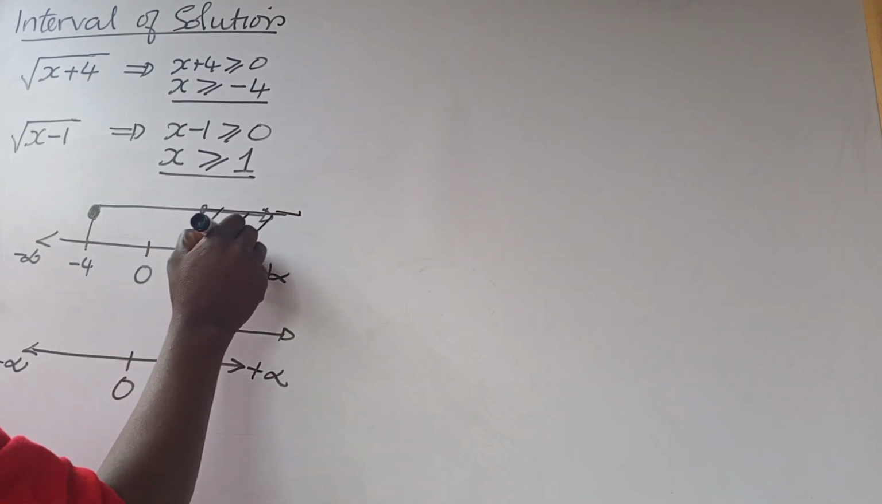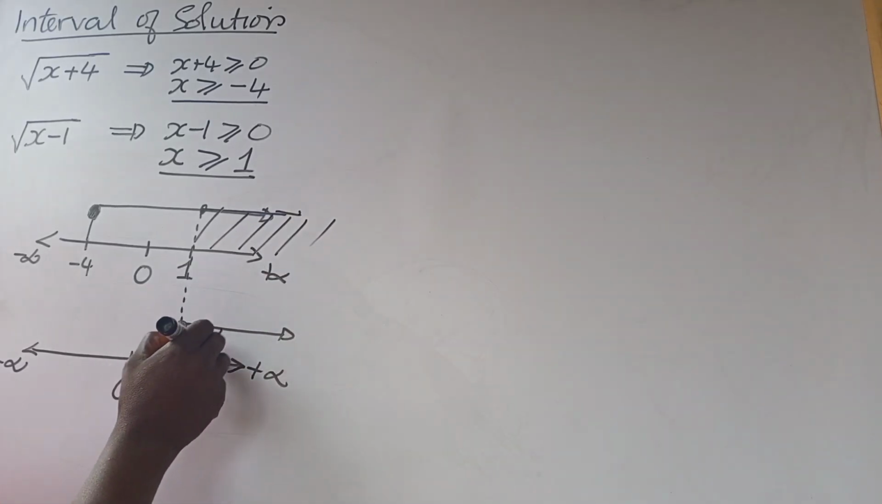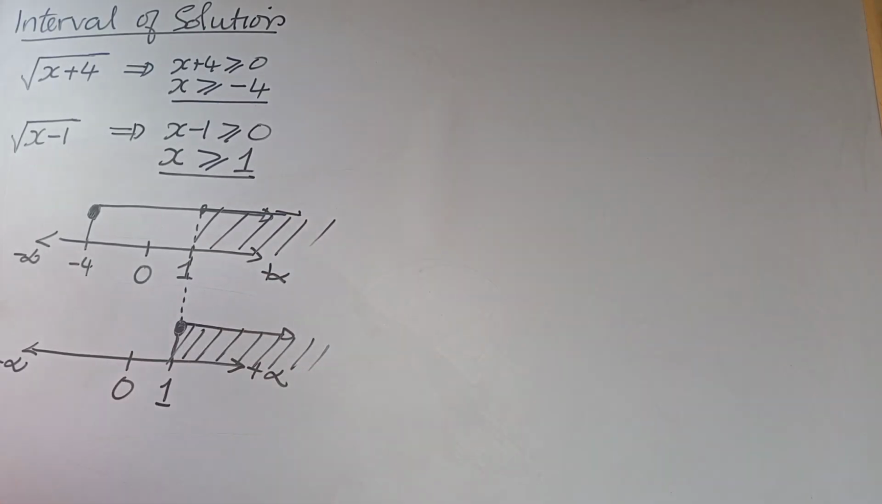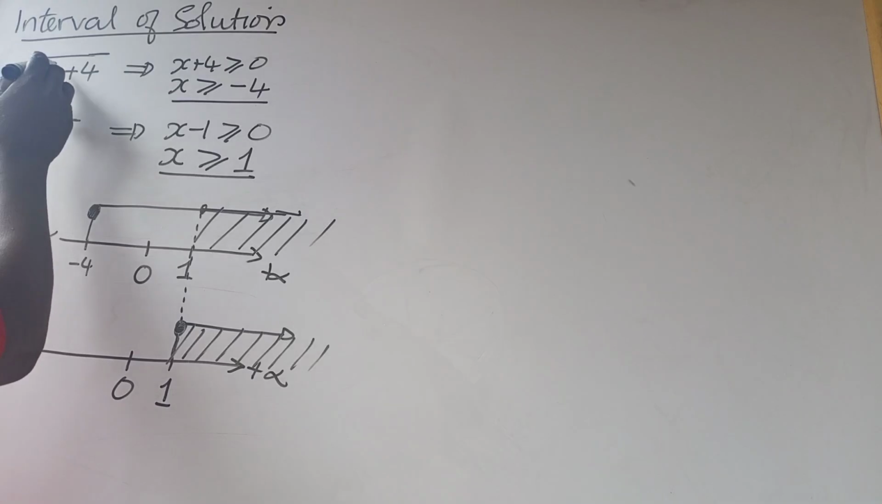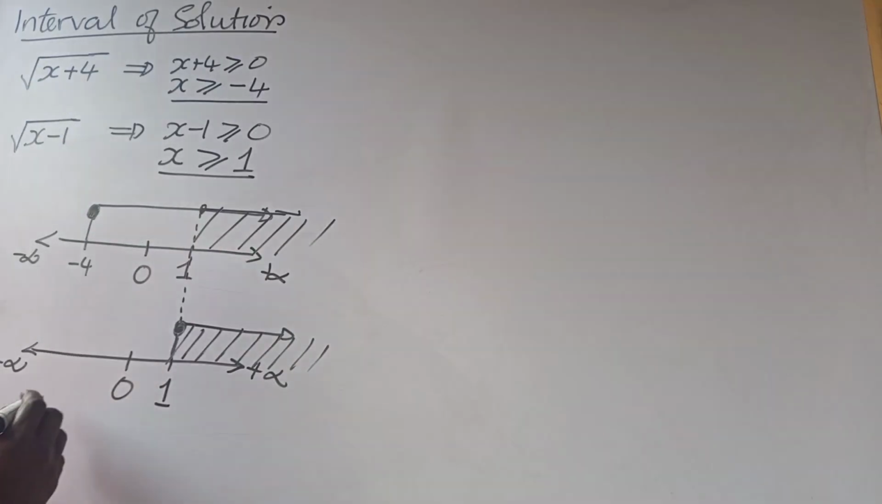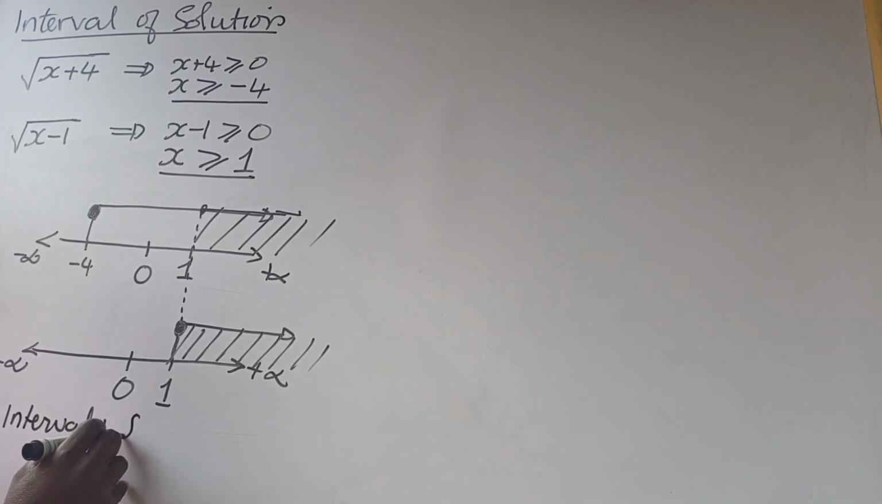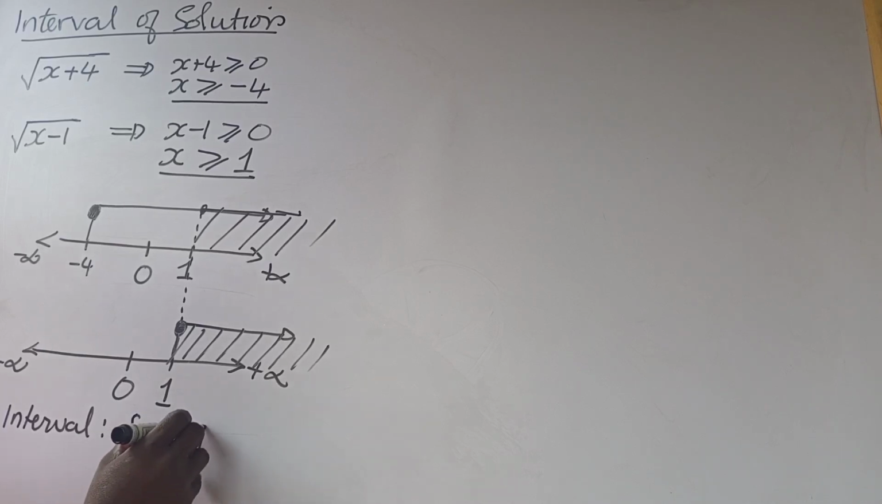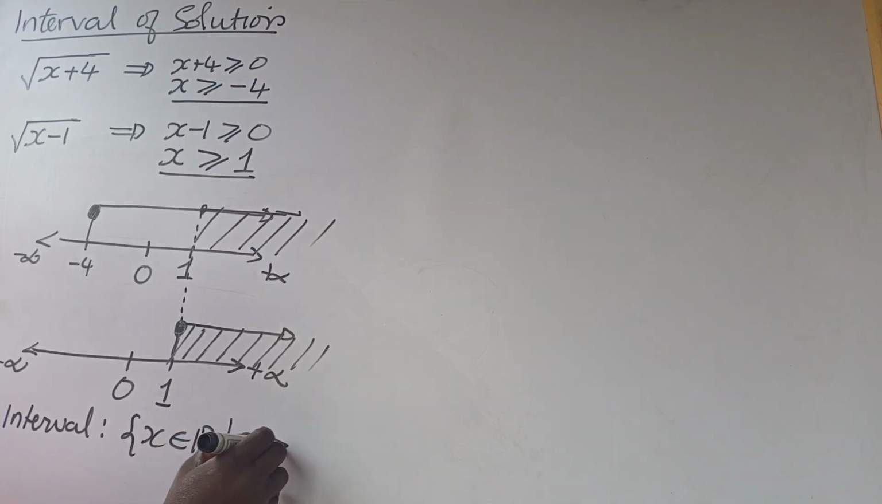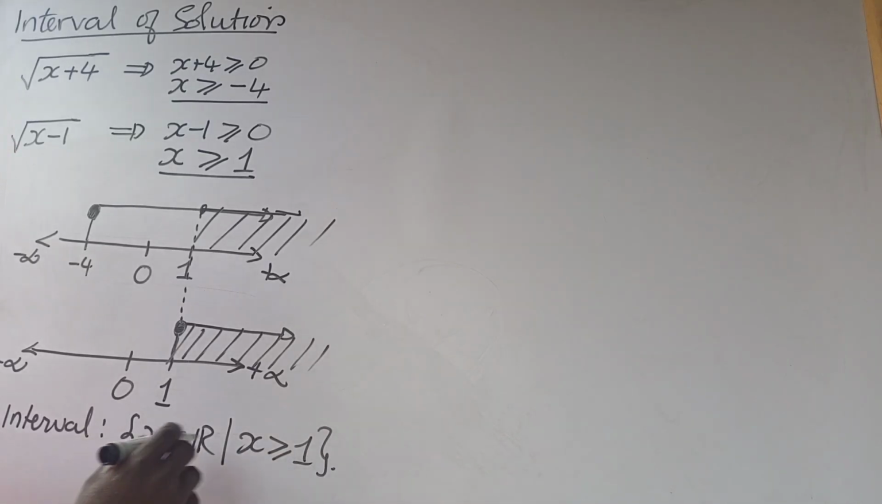Okay, this will be the zone where we have all solutions valid. Valid for this and for this. They are found here. So our interval of solution will be all real values of x such that x is greater than or equal to 1. So this is the interval in which we expect to find the solution of our radical equation to lie.